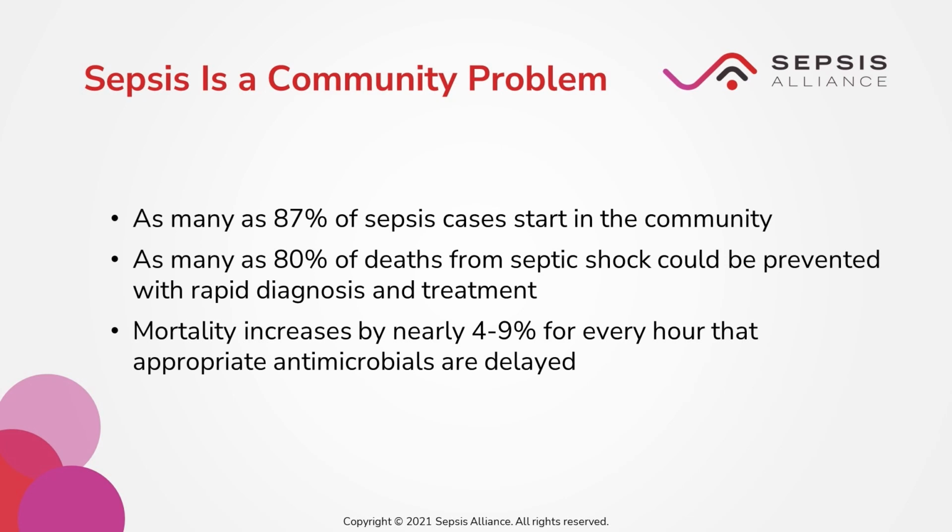This is the really sobering number. As many as 80% of the deaths from septic shock could be prevented if sepsis was diagnosed and treated properly, quickly. We can't prevent all sepsis deaths. We never will be able to. But 8 out of 10 people, if they had been diagnosed early enough and treated properly, could probably have been saved. For every hour that you're not treated, if you have severe sepsis, your mortality drops by 4 to 9%. So that is why recognizing sepsis early is so vital.